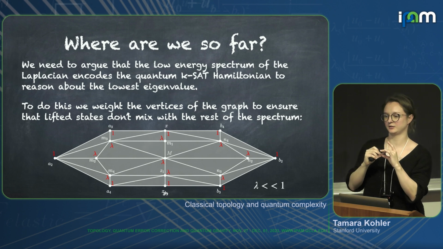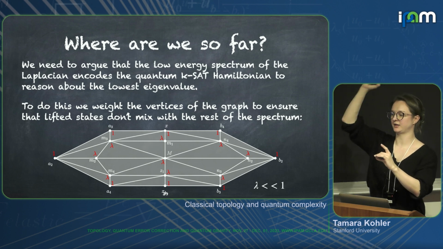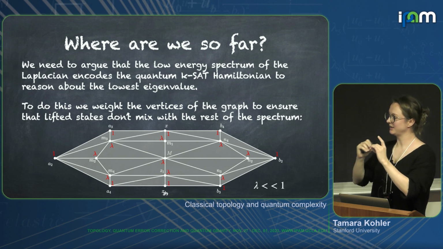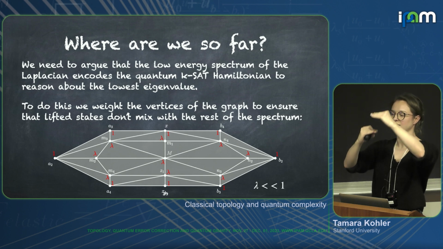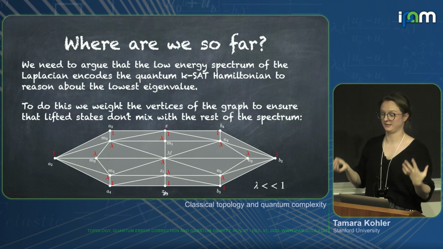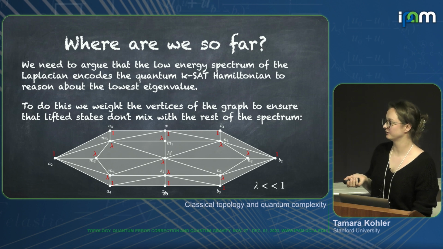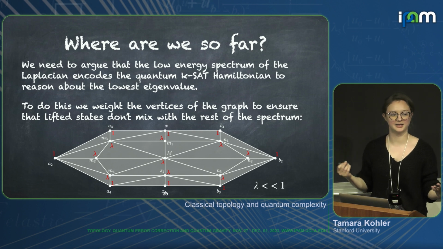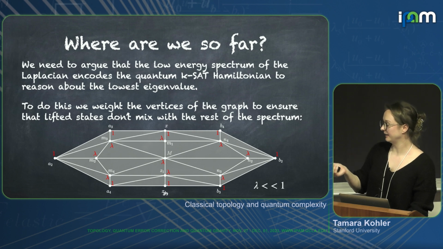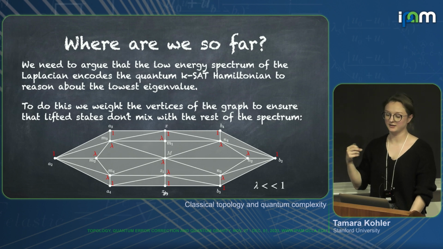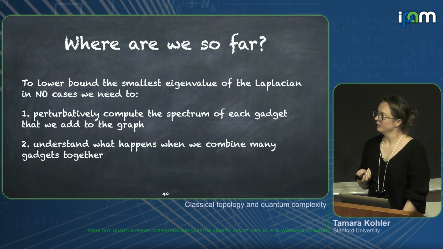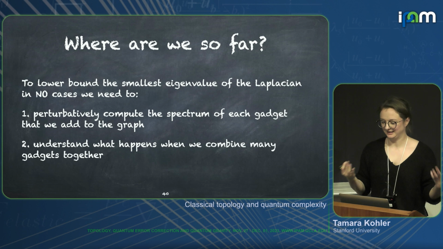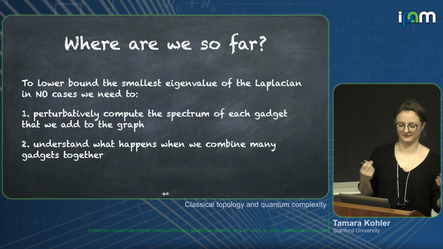So the graph we started with had this homology, and then it had lots of states that were outside homology. When we take states in homology and lift them out, we don't want them to mix with the rest of the spectrum. We want them to stay separated so that we can reason about what's happening in the higher part of the spectrum. Just as in standard complexity theory, we do that by weighting the additional bits we add with a very small parameter, and that will allow us to reason about the spectrum perturbatively.